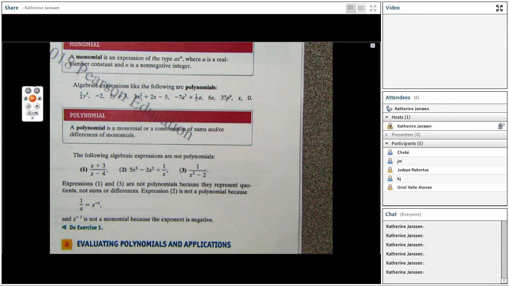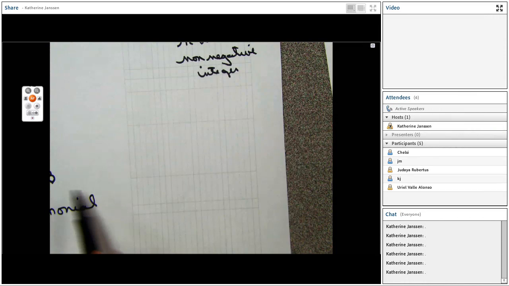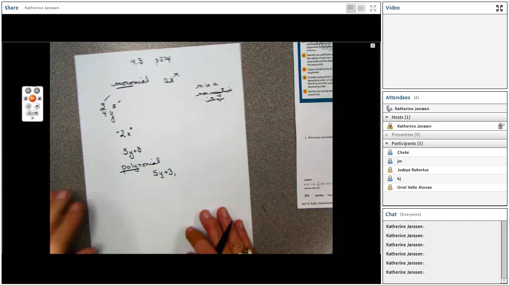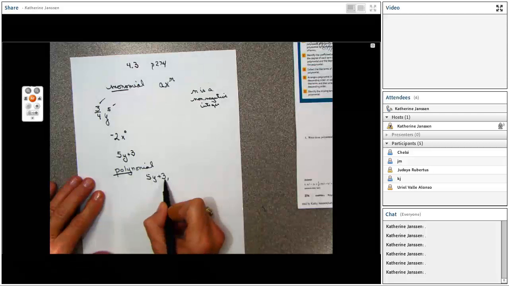So a polynomial, it could be a monomial. So when you see directions that say solve this polynomial, it could actually be a monomial. A monomial is a subset of a polynomial. A polynomial is a monomial or a combination of sums and or differences of monomials. So our example, 5y plus 3 would be a valid polynomial. I have a monomial plus a monomial.